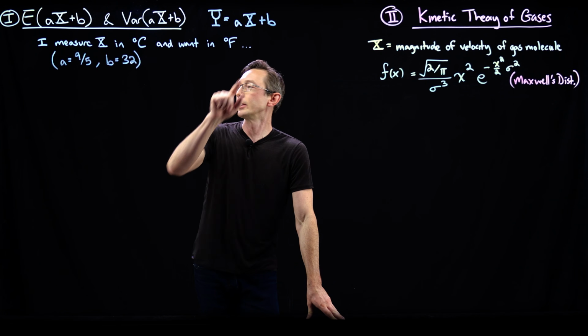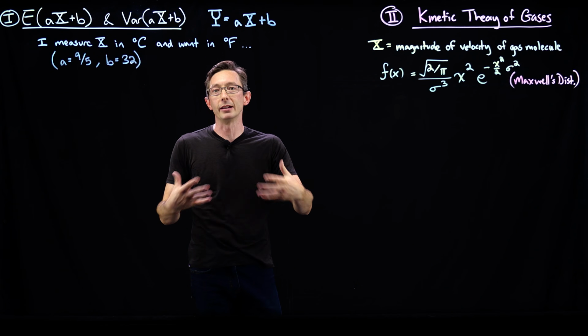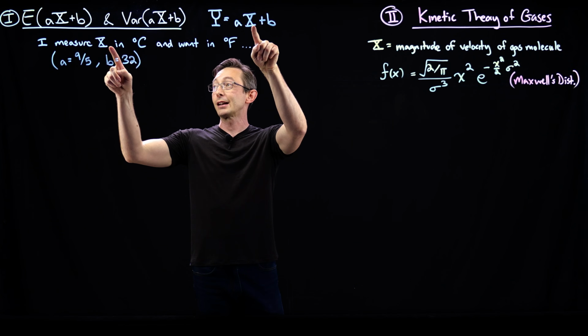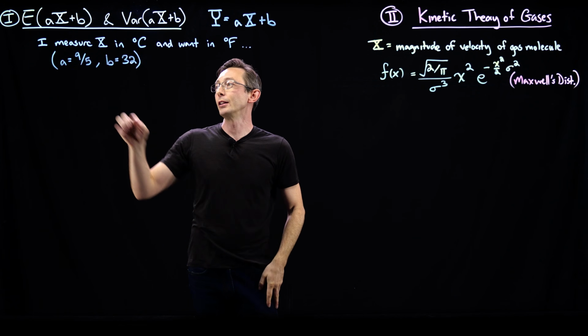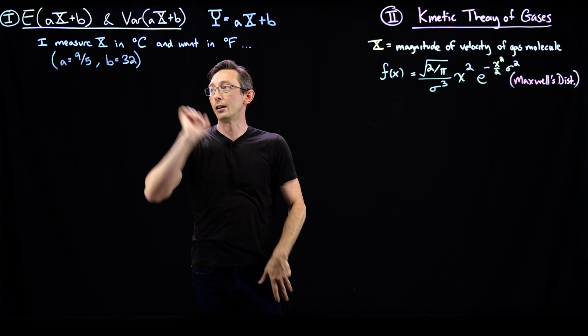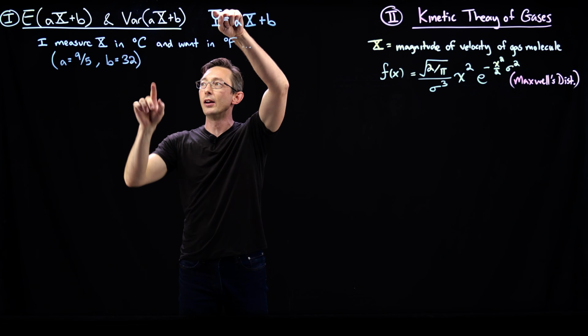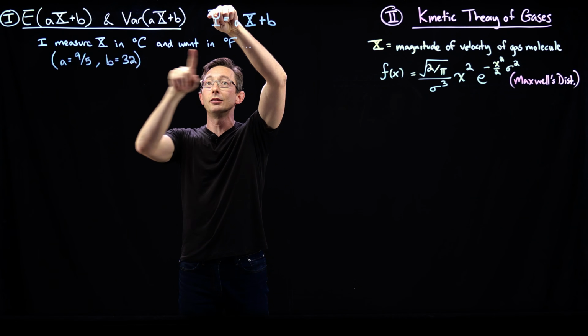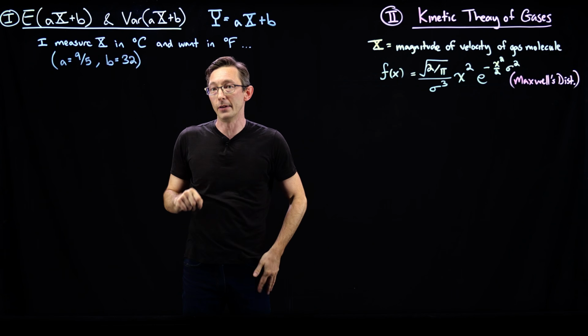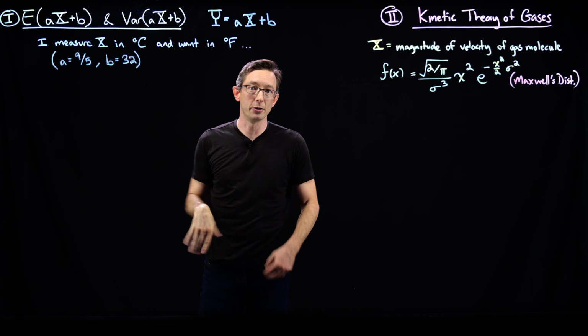Don't ask me why you'd want to do that, but there's a relatively simple linear formula to convert from X in Celsius to Y in Fahrenheit. You just use this linear scaling A plus a constant offset B. And so we'll figure out what's the expectation value of my measurements in degrees Fahrenheit if I know it in Celsius, and what's the variance of this new variable.